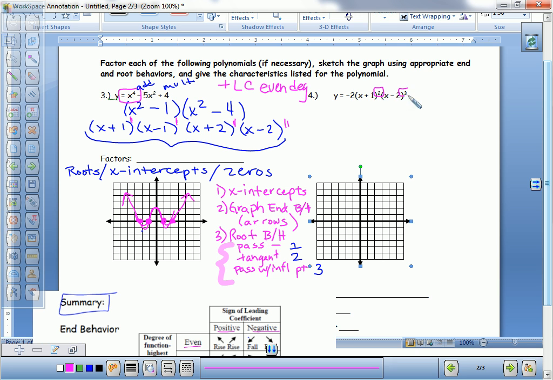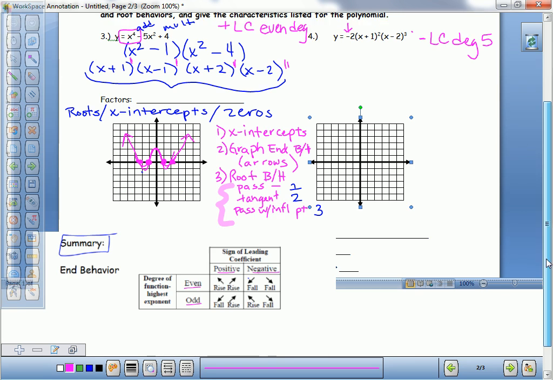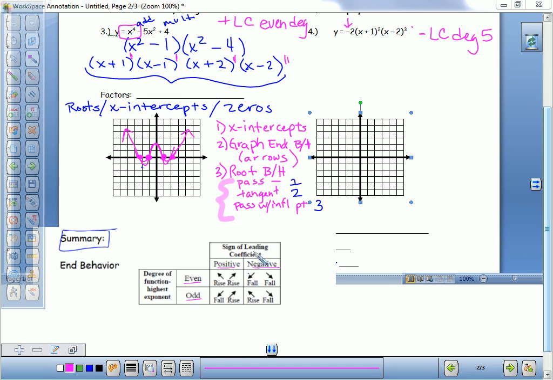2 plus 3 more makes 5. So this one has a degree of 5 and a negative leading coefficient. So if it's odd and negative, it rises to the left and falls to the right.